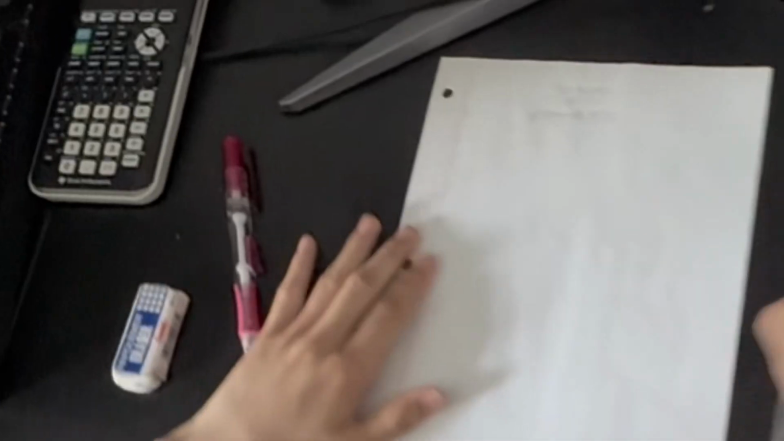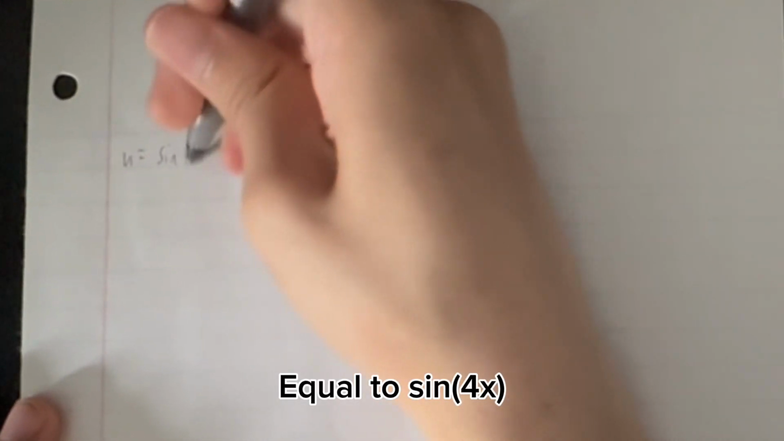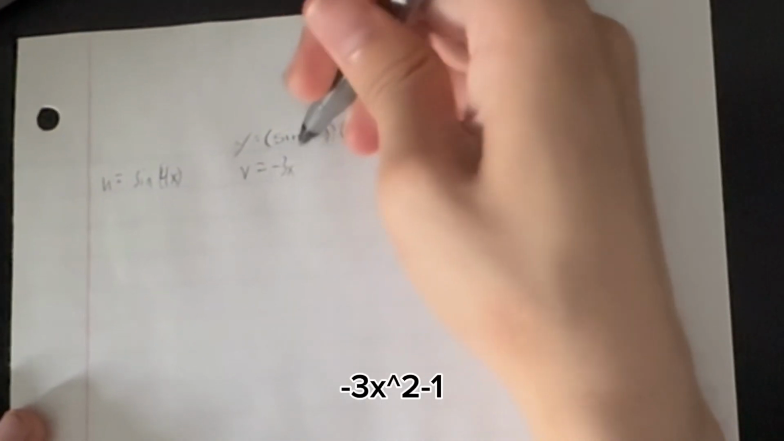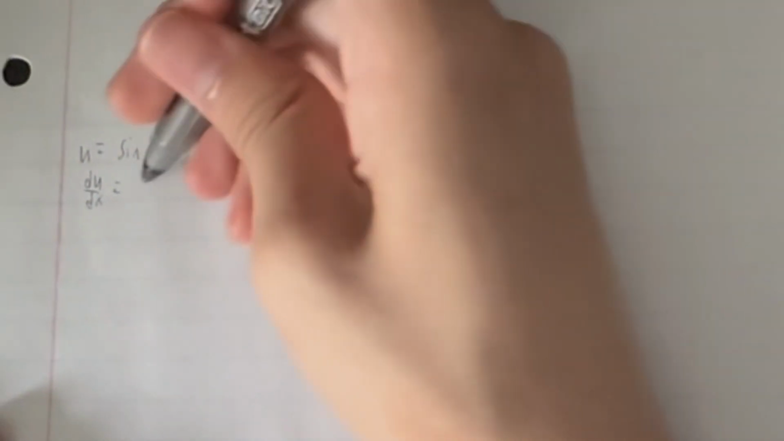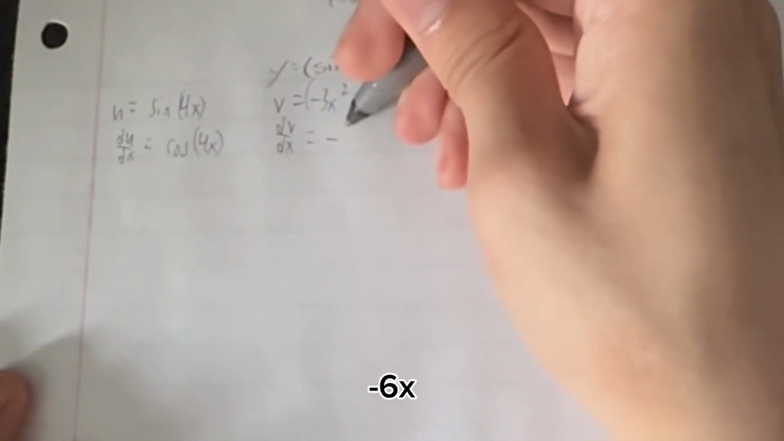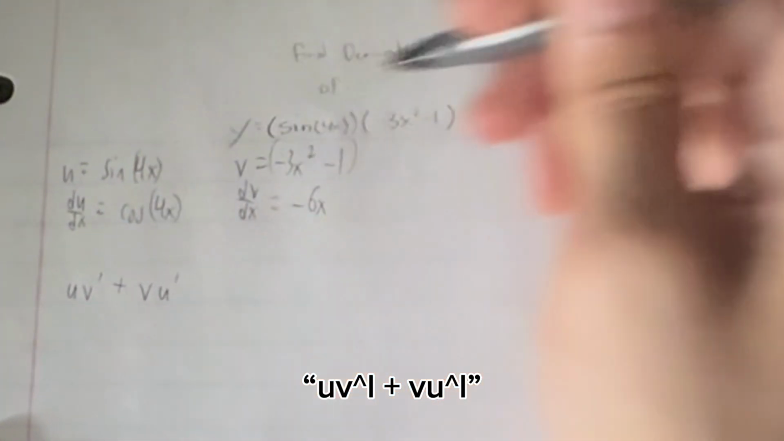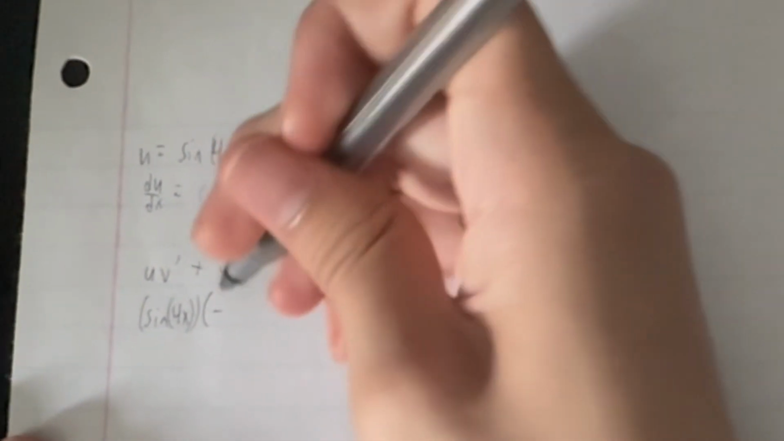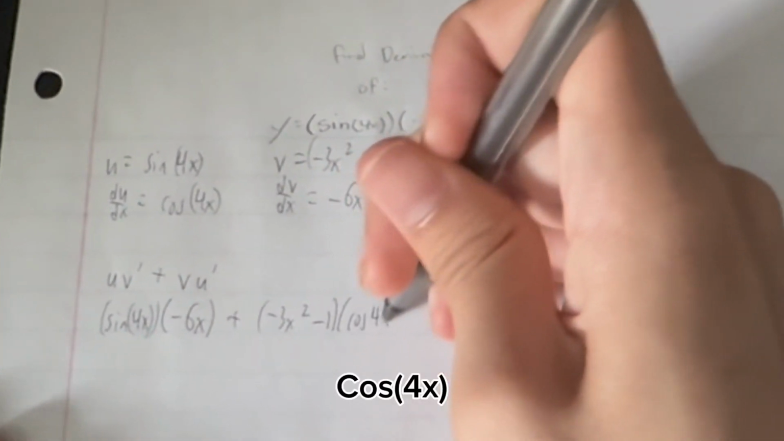Okay, I got this. So first, I must set u and v. For u, it will equal sine 4x, and then v will be negative 3x squared minus 1. I did not need to do that, whatever. And then I have to find the derivative of each. The derivative of u will be cosine 4x, and the derivative of v will be negative 6x. Then using the product formula, uv prime plus vu prime, I get sine 4x times negative 6x plus negative 3x squared minus 1 times cosine 4x.